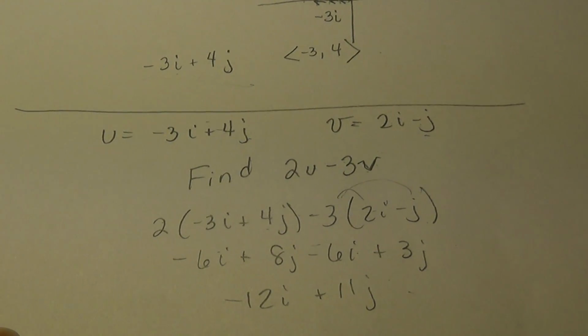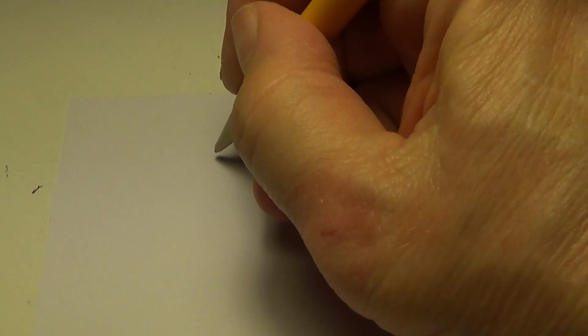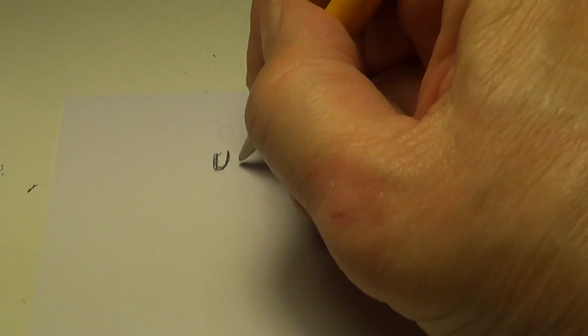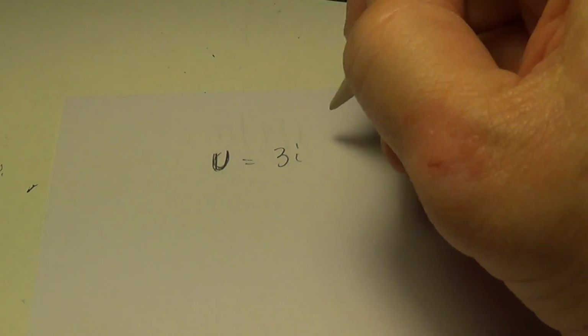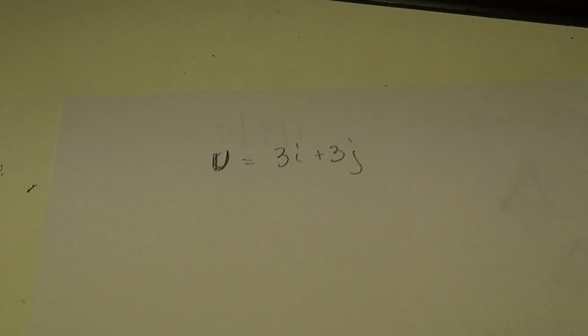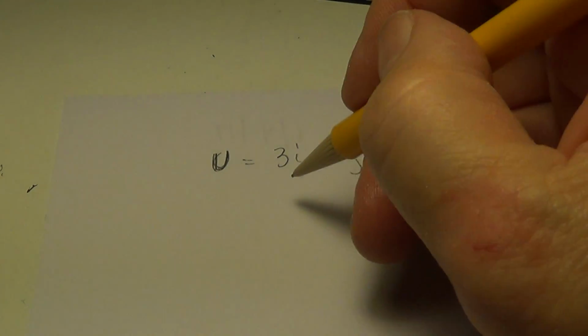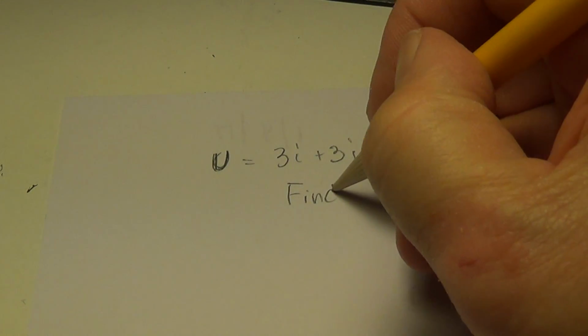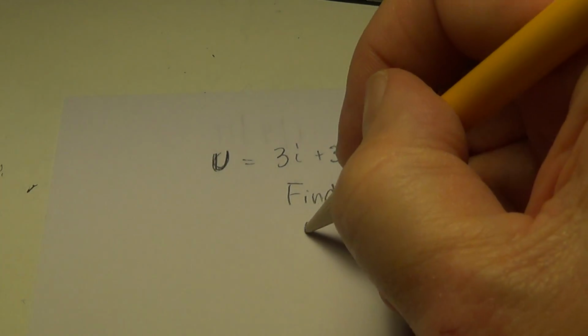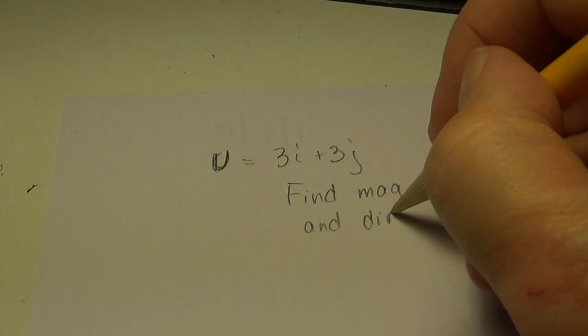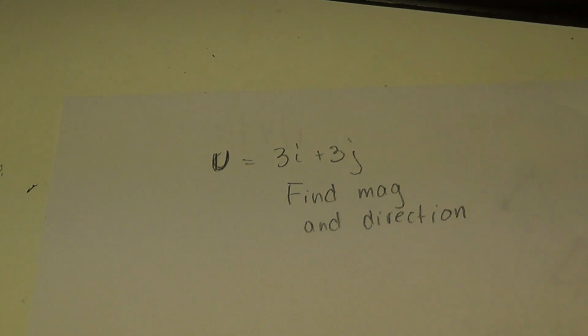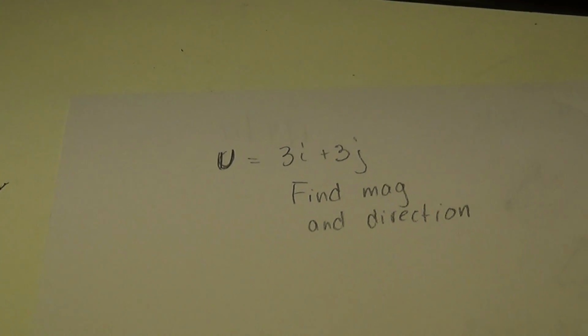Alright, so that'll set you up for success on some problems tomorrow. Before we leave our lecture for tonight, let us look at this vector, vector u, and it equals 3i plus 3j. So, I want you to find the magnitude and direction of this vector. So 3i plus 3j.